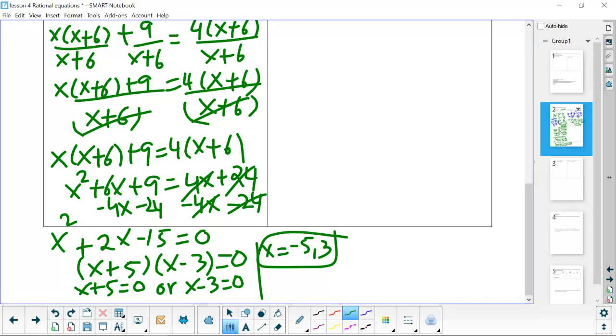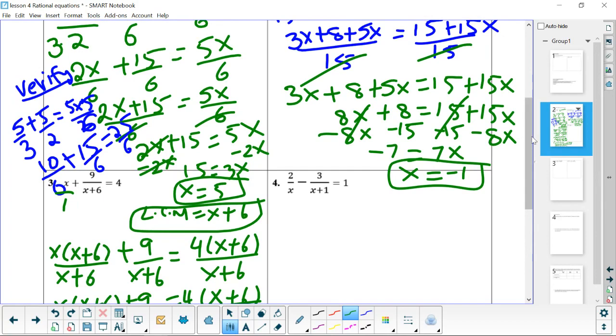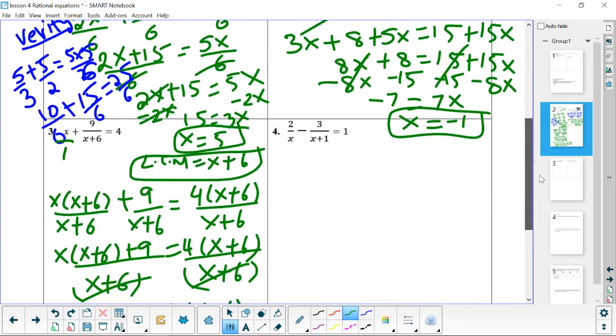Now, we're going to look for our non-permissible values because we have a variable in the denominator. In the first two questions, we didn't have to find the non-permissible values because there were no variables in the denominator, right? But in this question, we have to find the non-permissible value because of the variable in the denominator. Our denominator here is x plus 6, right? If I plug the value of x as negative 6, then my denominator will be 0. So I will say that the non-permissible value is x should not be equal to negative 6.